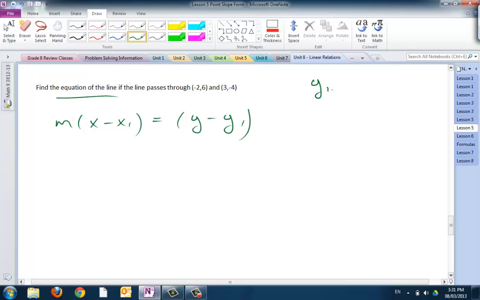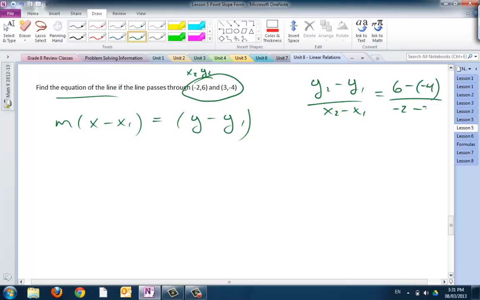So I would start off with this, and then use these two ordered pairs to get the slope. So let's do that. I'm going to call this one the x2, y2. So that's going to be 6 minus a minus 4 over negative 2 minus 3. That's going to be 6 plus 4 is 10. Minus 2 minus 3 is minus 5. So that's going to be a slope of negative 2.